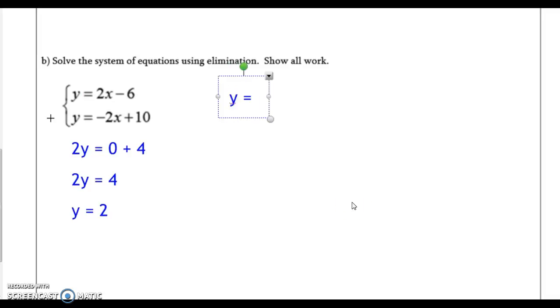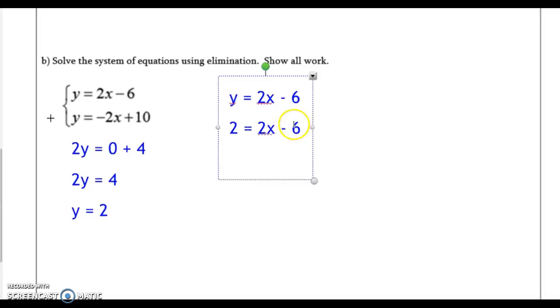So y equals 2x minus 6. I'm going to substitute the value of 2 that I found for y. So 2 equals 2x minus 6. I'm going to add 6 to both sides. So adding 6 to the left-hand side gives us 8. And if I add 6 to this, it eliminates. So all I'm left with is 2x. Then I'm going to divide both sides by 2, and I get 4 equals x.